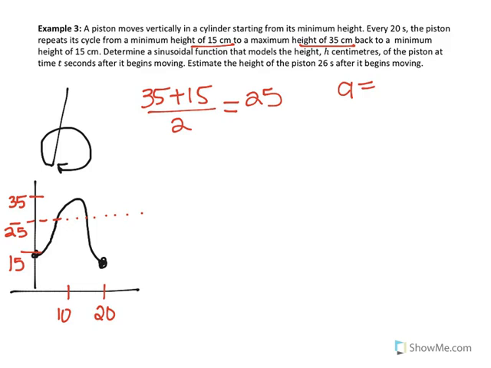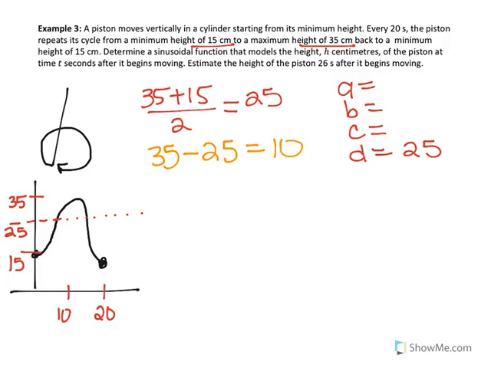So A, B, C, D, our midline is 25. Our amplitude is going to be 35, our maximum, subtract our midline. So our amplitude is 10. That is our A value. It repeats the cycle every 20 seconds, so 20 seconds is our period. So I will do 2 pi over 20, which is pi over 10 for my B value.